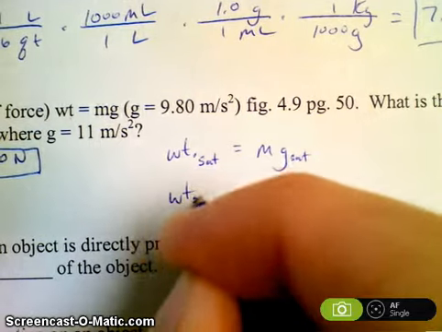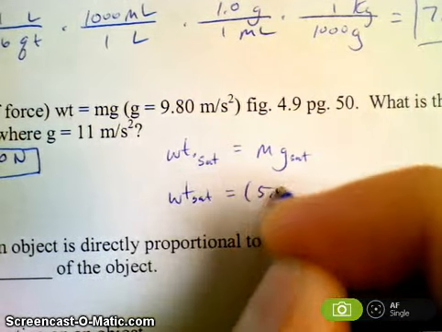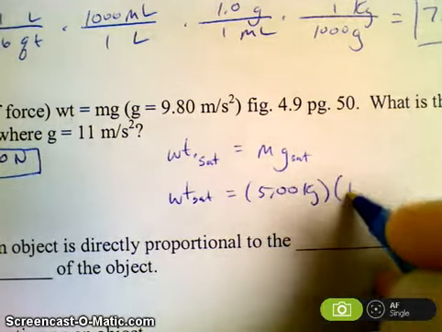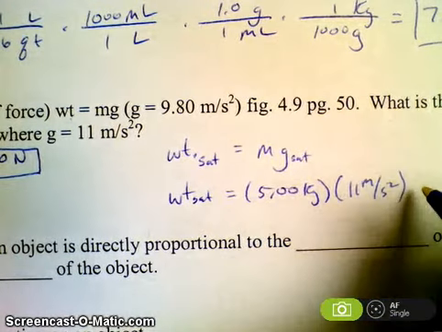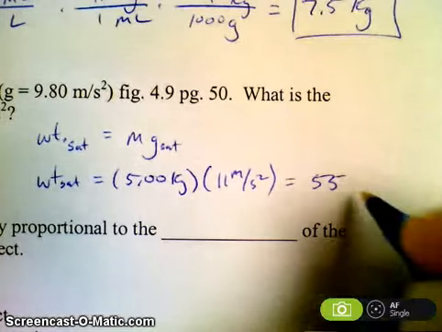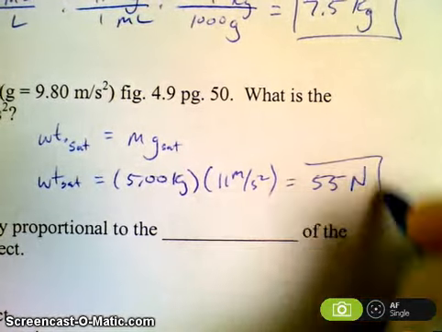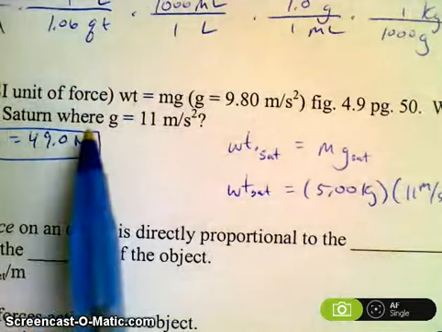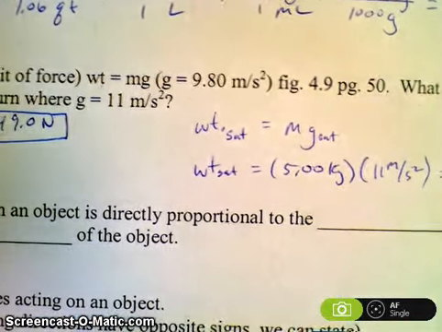So the weight on Saturn would be 5.00 kilograms. Again, that stays constant. And then our little g is 11 meters per second squared. And here I'd get 55 newtons. So again, larger gravitational acceleration, we get a larger weight. However, our mass stays constant.